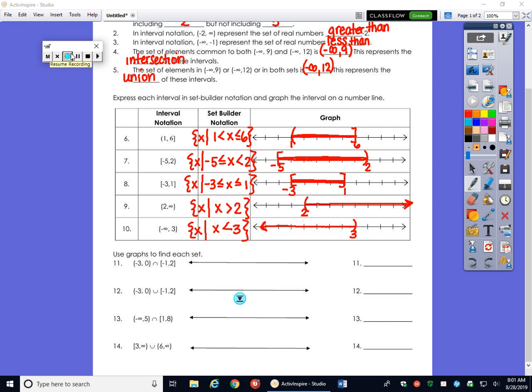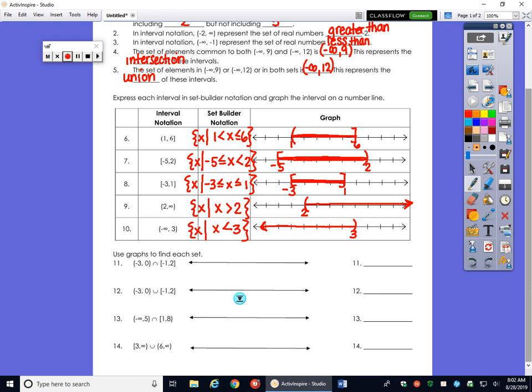Okay, on these last few problems, you're actually doing a union or an intersection. You've got to look at the symbol. And we've given you a graph there in order for you to graph it out so that you can find what the answer is. The answer should actually be in interval notation. So the graph is not the answer. The answer is an interval.